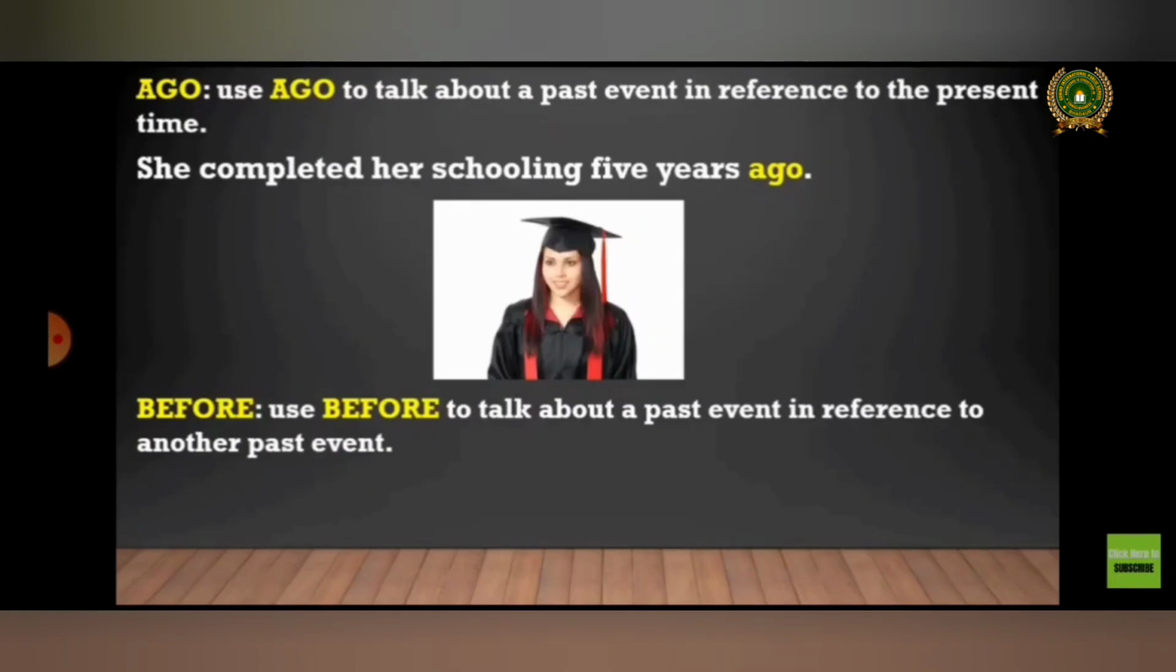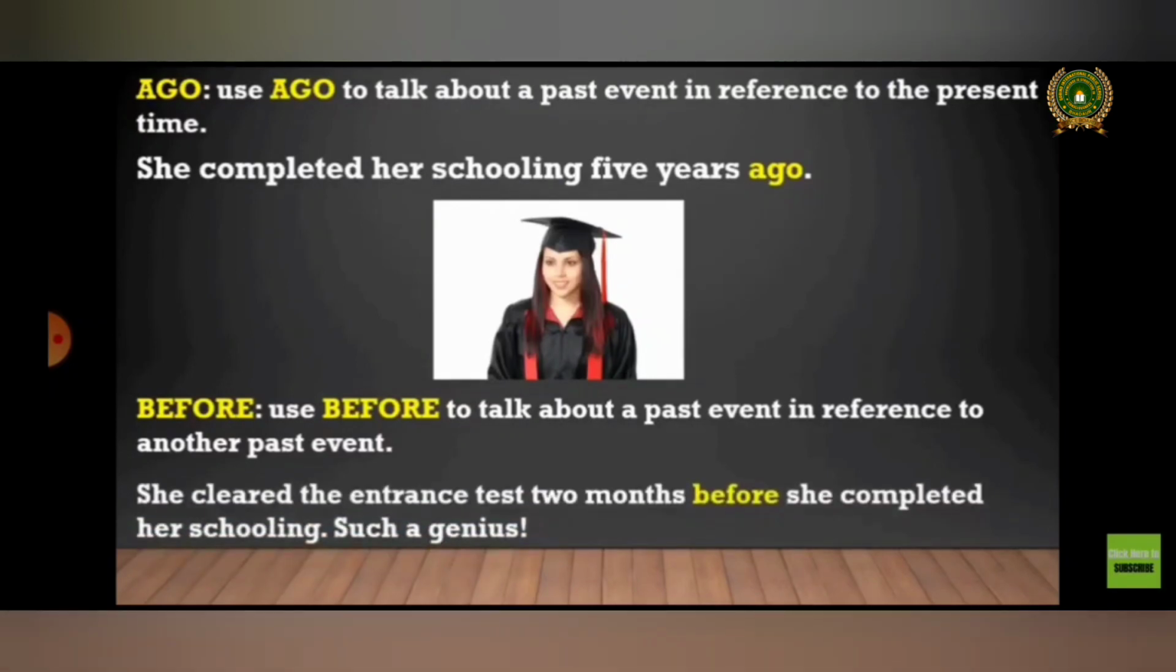Like, she completed her schooling 5 years ago, means from the present, 5 years back. She completed her schooling 5 years ago from today. Before is used like in this example: she cleared the entrance test 2 months before she completed her schooling. Such a genius. Here there is no present reference. She completed her schooling, and she cleared her entrance test 2 months before. So both are past events, and no present time is mentioned here.